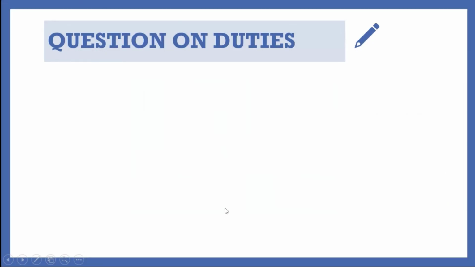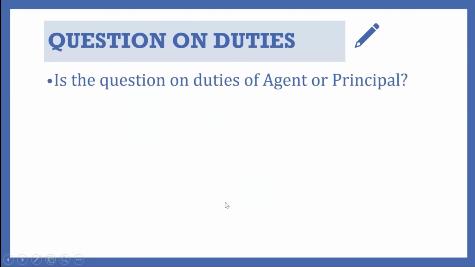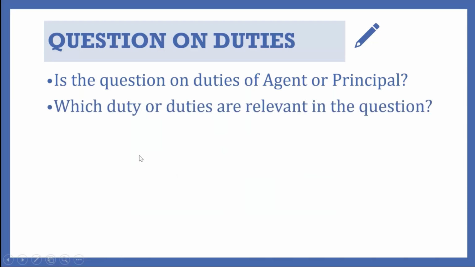Now, moving on, if the question is regarding duties, now can it be the duties of the agent or duties of the principal? So this is something that you have to be clear on. Is it the duty of the agent or is it the duty of the principal? So read the question carefully and identify whether it is the duty of agent or principal. And which duties are relevant? Because sometimes in one question, there can only be 1 or 2 or even the maximum perhaps 3 duties which are being tested in the question.